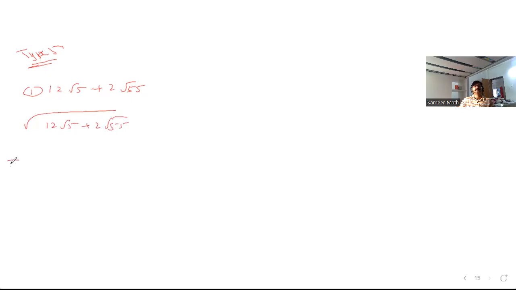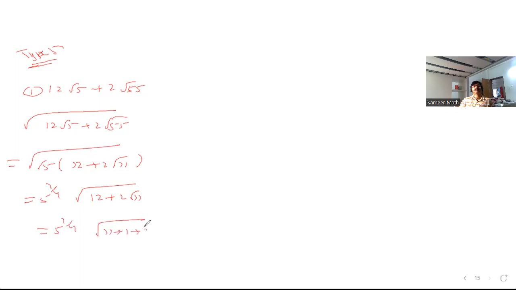Be careful. What happened here? You take root 5 common. So 12 plus 2 root 11 is there. The square root of 5 times 12 plus 2 root 11. So root 5 means the fourth root of 1 by 4 will get. This can be written as 11 plus 1 plus 2 root 11 root 1. So the right answer you will get is root 5 into root 11 plus 1.